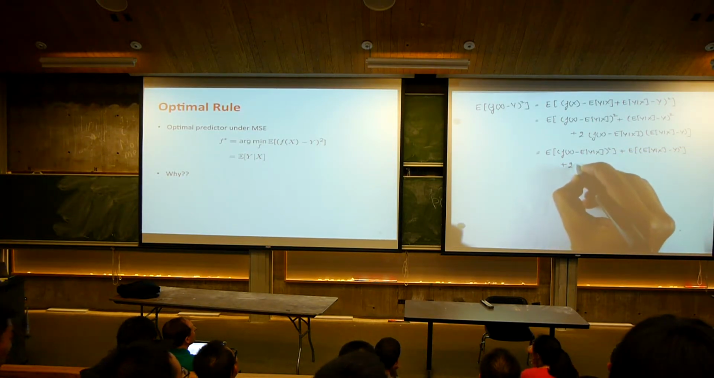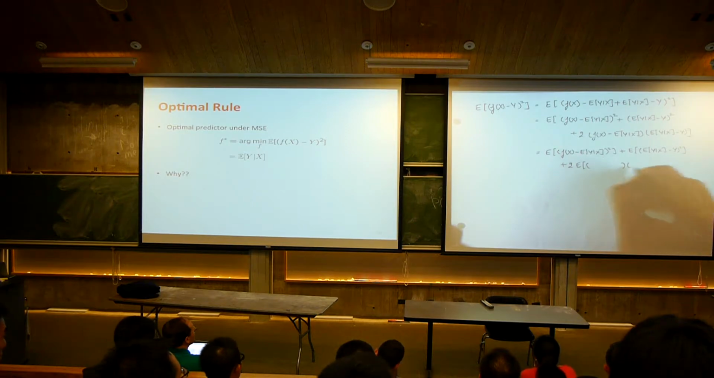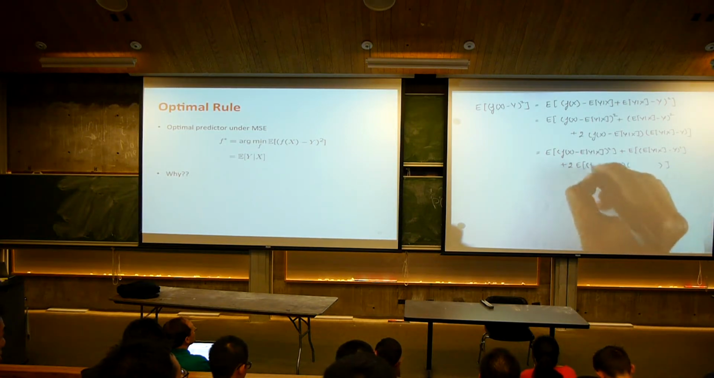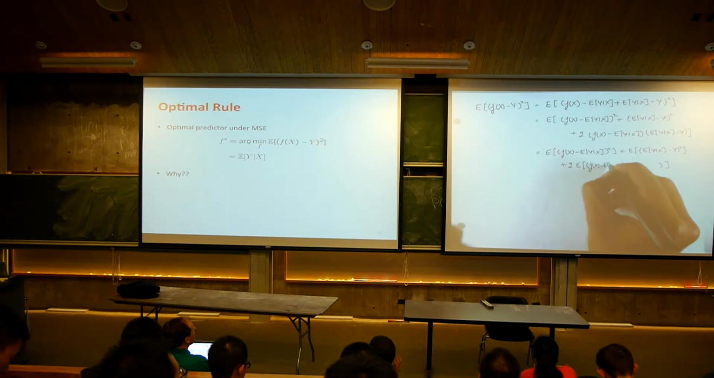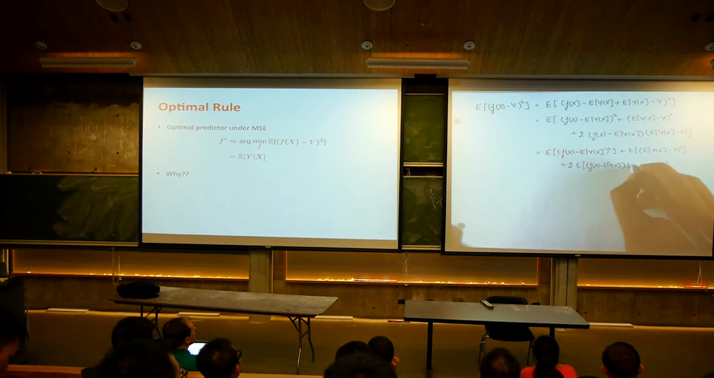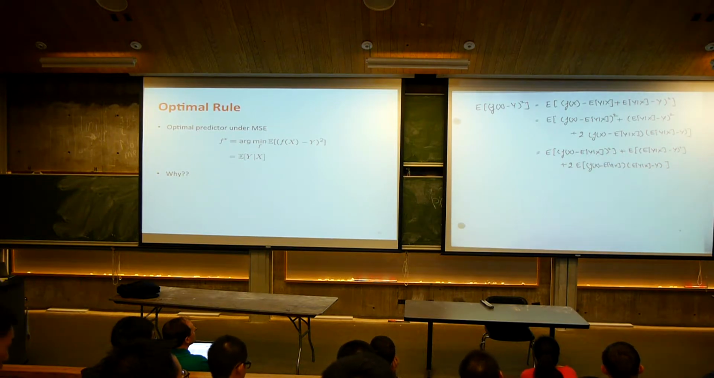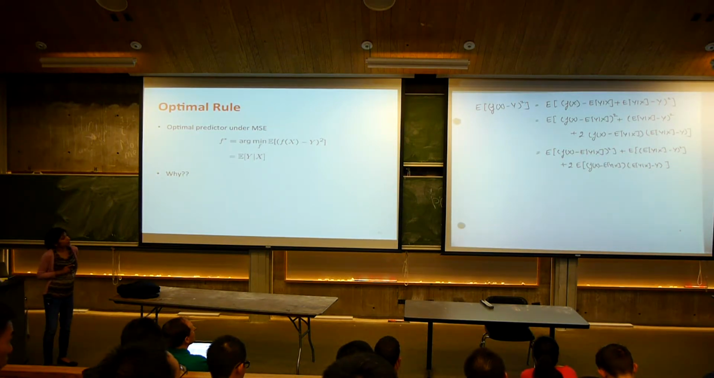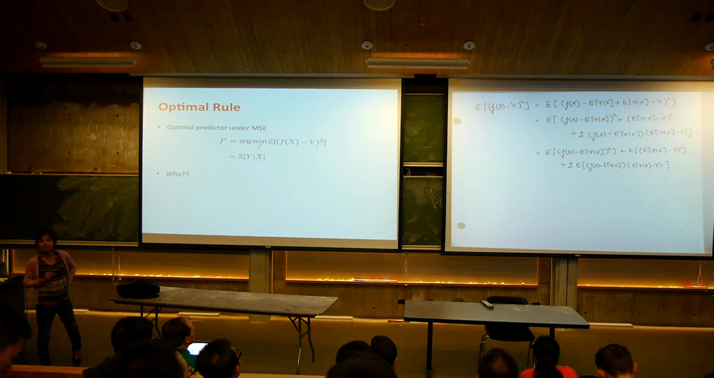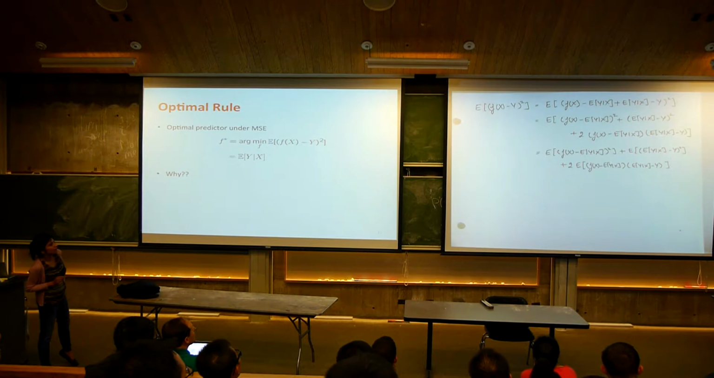We get twice, and then I have the expectation of these two terms, right? One of them is the expected value of y given x, and the other one is... All right. The last term, actually, you can see, is... any guesses? 0. It's 0. And how do you see that?